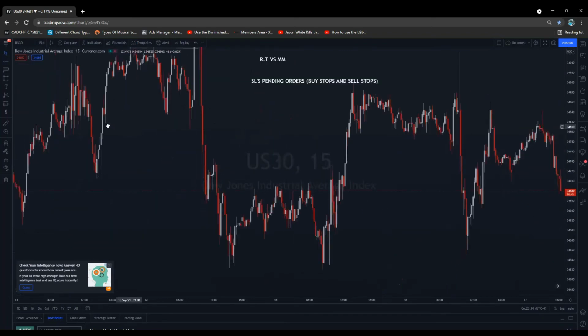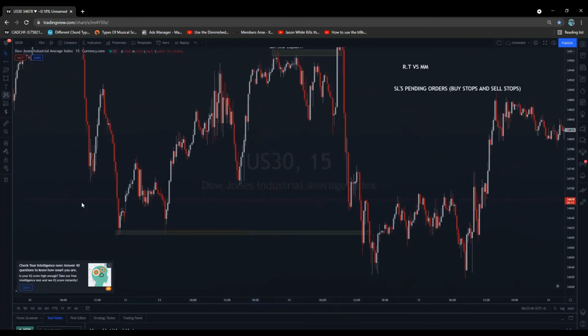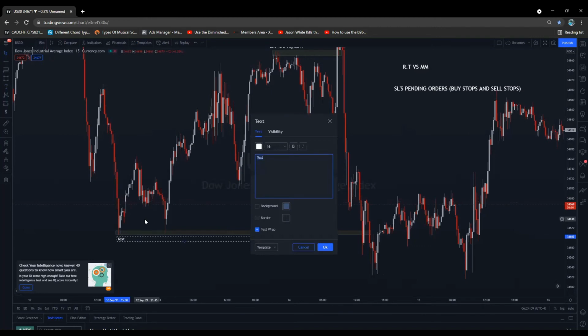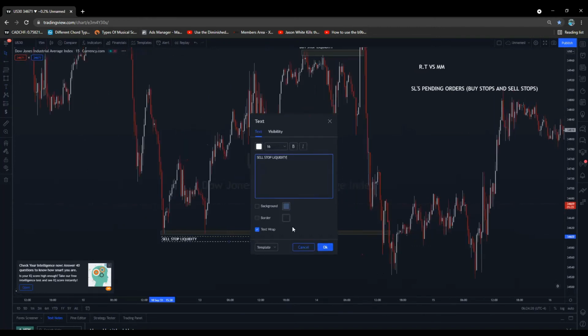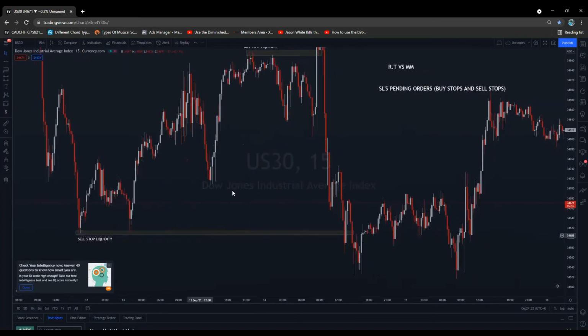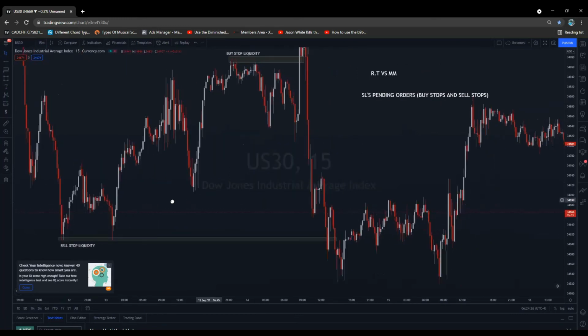Let's look at another scenario. Now you have this turn, first retest. Look what happened during the second retest. The market triggered sell stops before going up, right? It went again, took out the sell stops again before going up. Now, in this instance, this is called a sell stop liquidity. We already know the rules for trading using order blocks or areas of supply and demand, right?